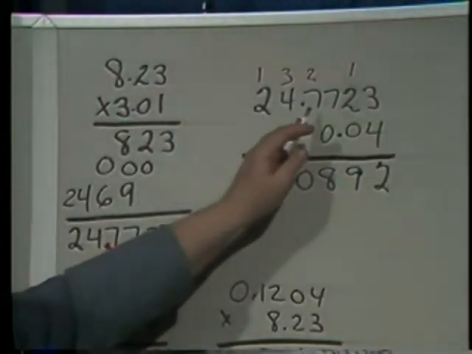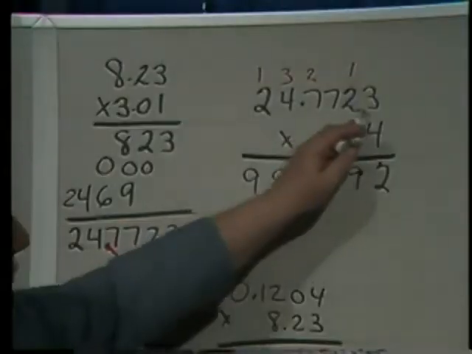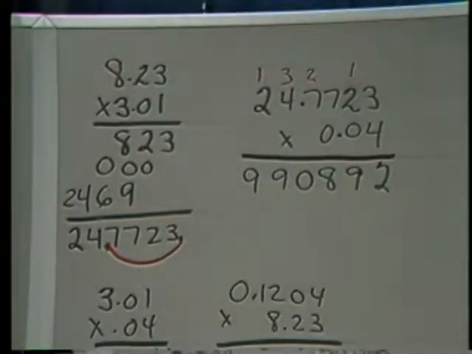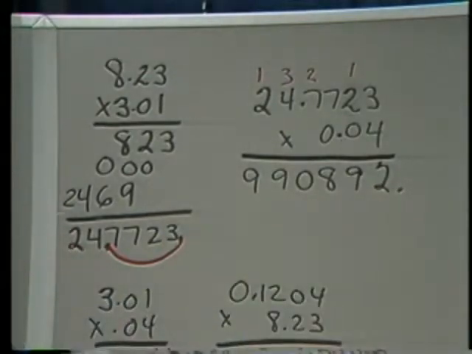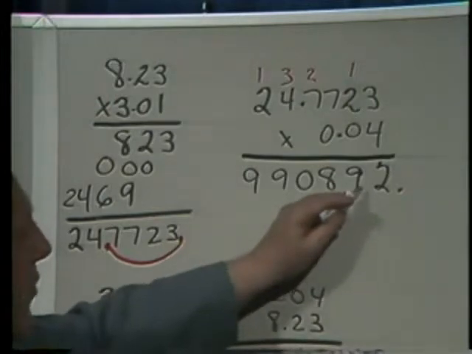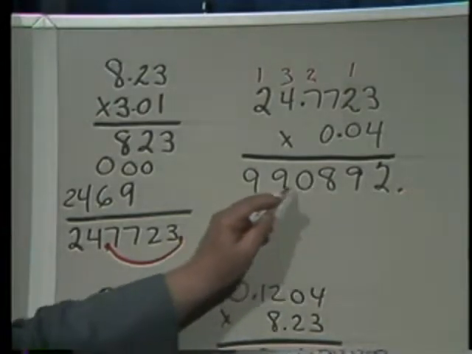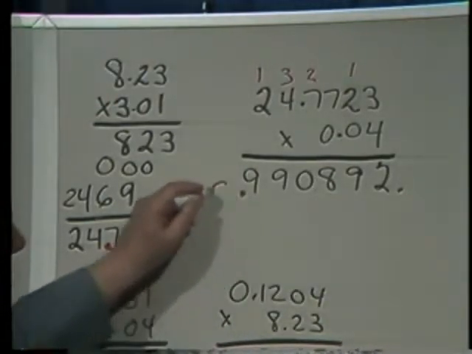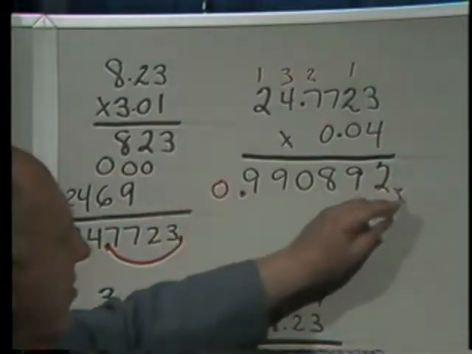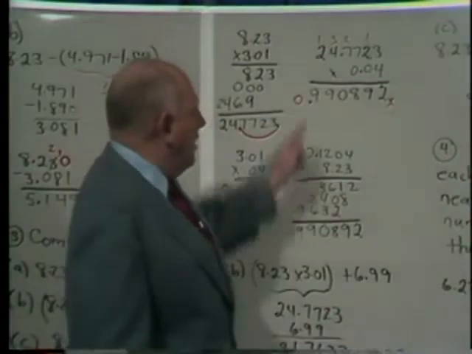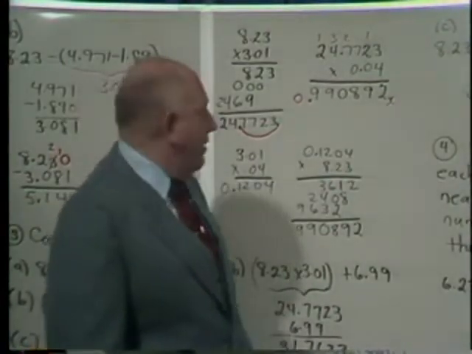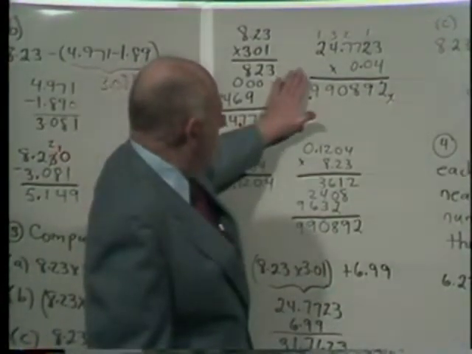Now we count the digits to the right of the decimal point. There are 4 here. There are 2 here. That means there are 6 altogether. When there's no decimal point, it's assumed to be after the digit furthest to the right. We now take that decimal point and move it 1, 2, 3, 4, 5, 6 places. And we put a 0 in front to emphasize the decimal point. The answer is 0.990892.